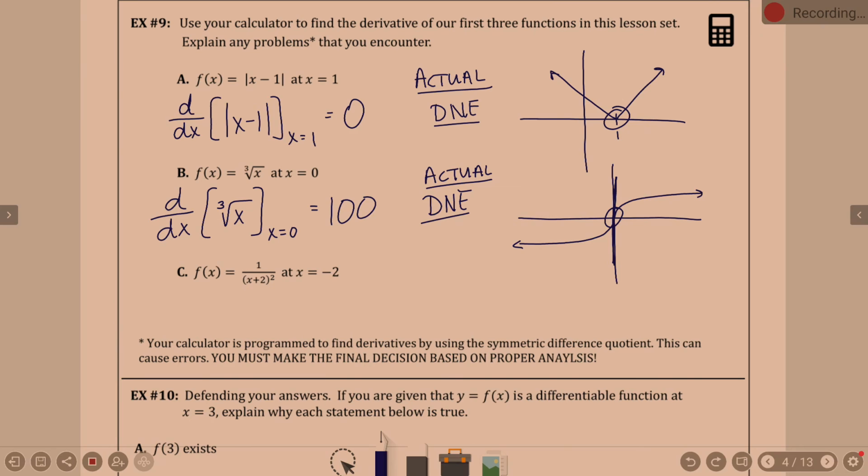Okay, and C. Practice entering C. d dx of 1 over x plus 2 squared evaluated at x equals negative 2. At least you're getting the pros of using, putting it all in.